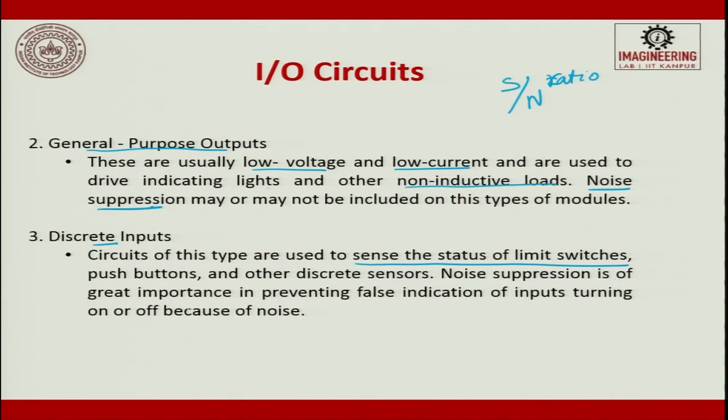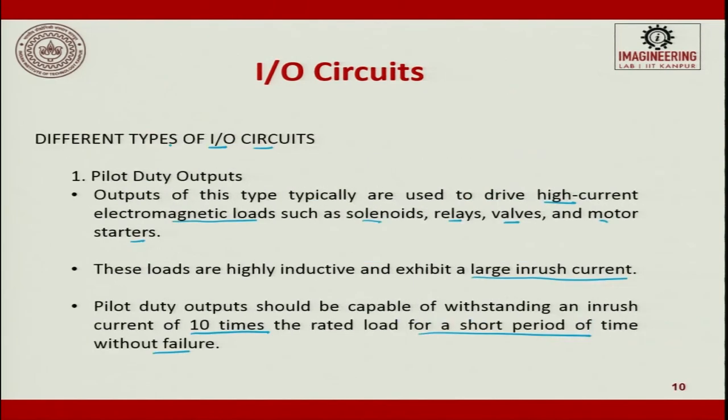Noise suppression is of greater importance in preventing false indication of inputs turning on and off because of noise. So, this is what I said: if the S by N ratio is close to 60% or 50%, then you will get a false yes signal or a false no signal, which is not correct. So, that is what we are talking about: discrete input, general purpose output, and we talked about pilot duty outputs.